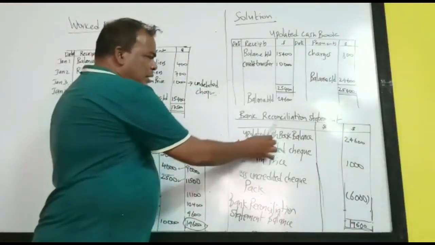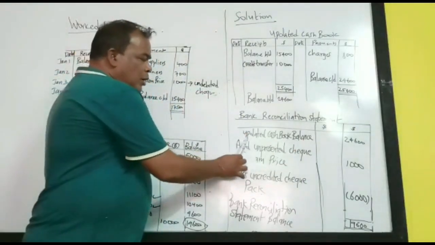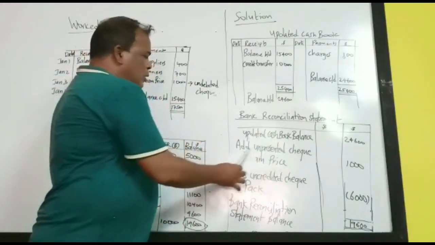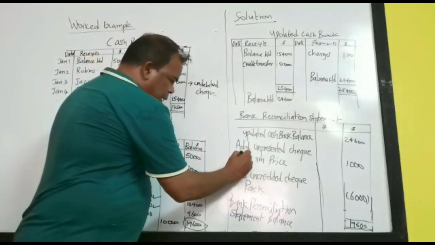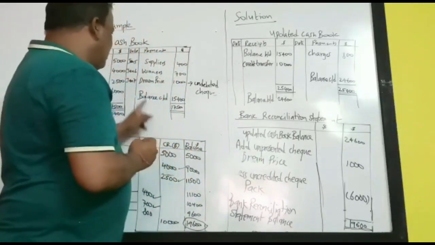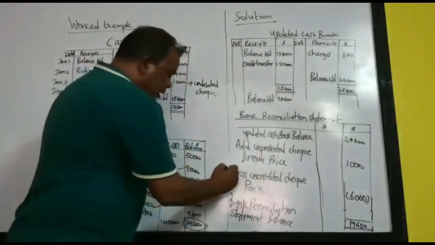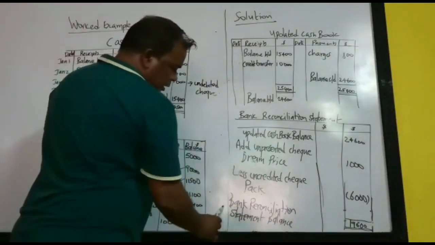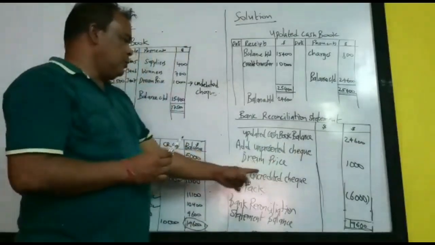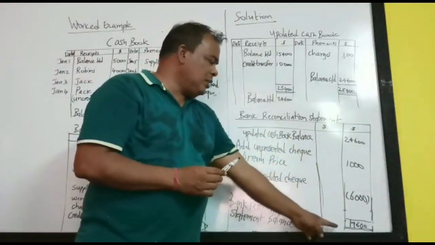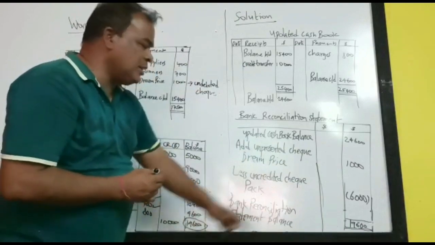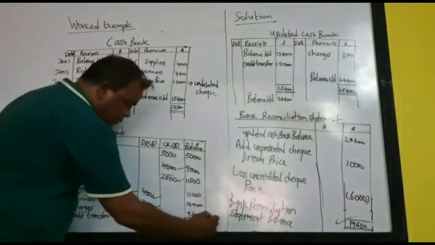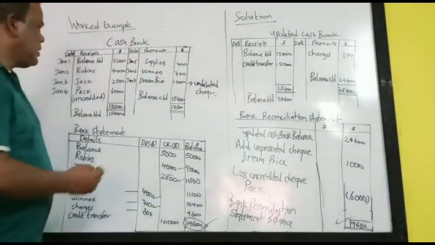Now we are going to prepare the bank reconciliation statement. We will start with the updated cash book balance, 24,600. Add unpresented check, what we call undebited check, 1,000, and less uncredited check, 6,000. So 24,600, we add 1,000 and less 6,000, this will give us the bank statement balance, 19,600. Therefore this balance tallies now, 19,600, and here we have 19,600. So this is a worked example.